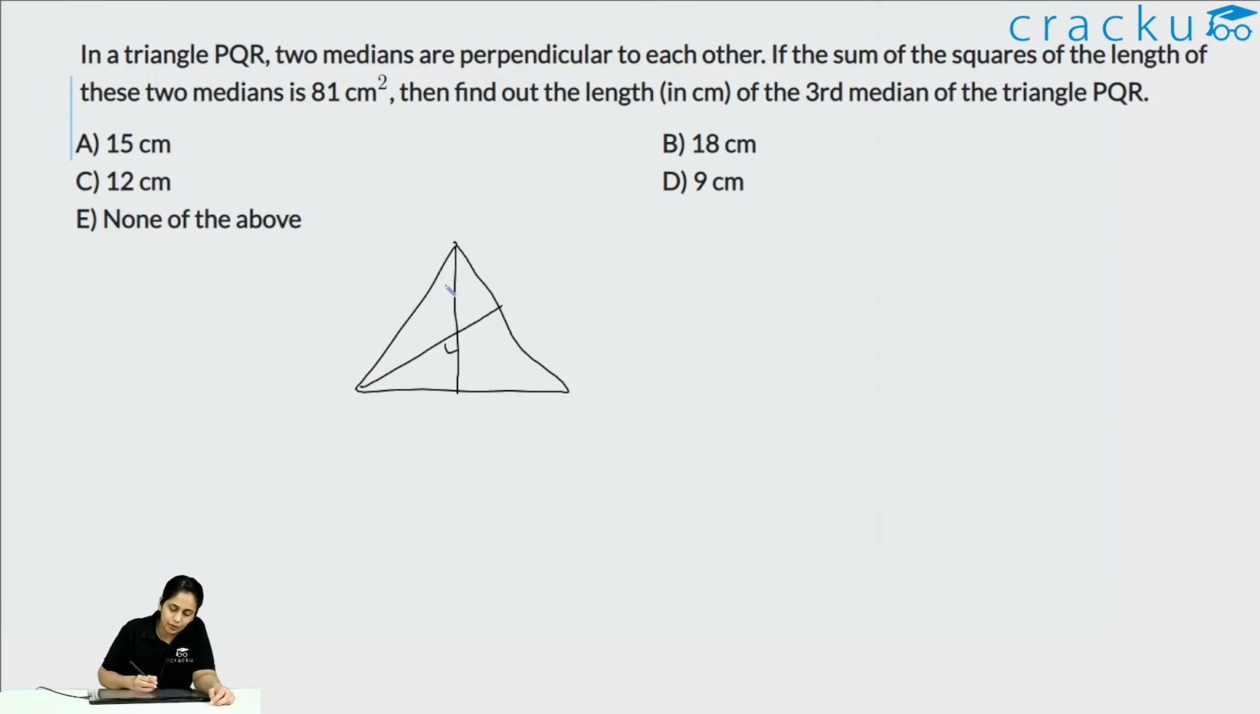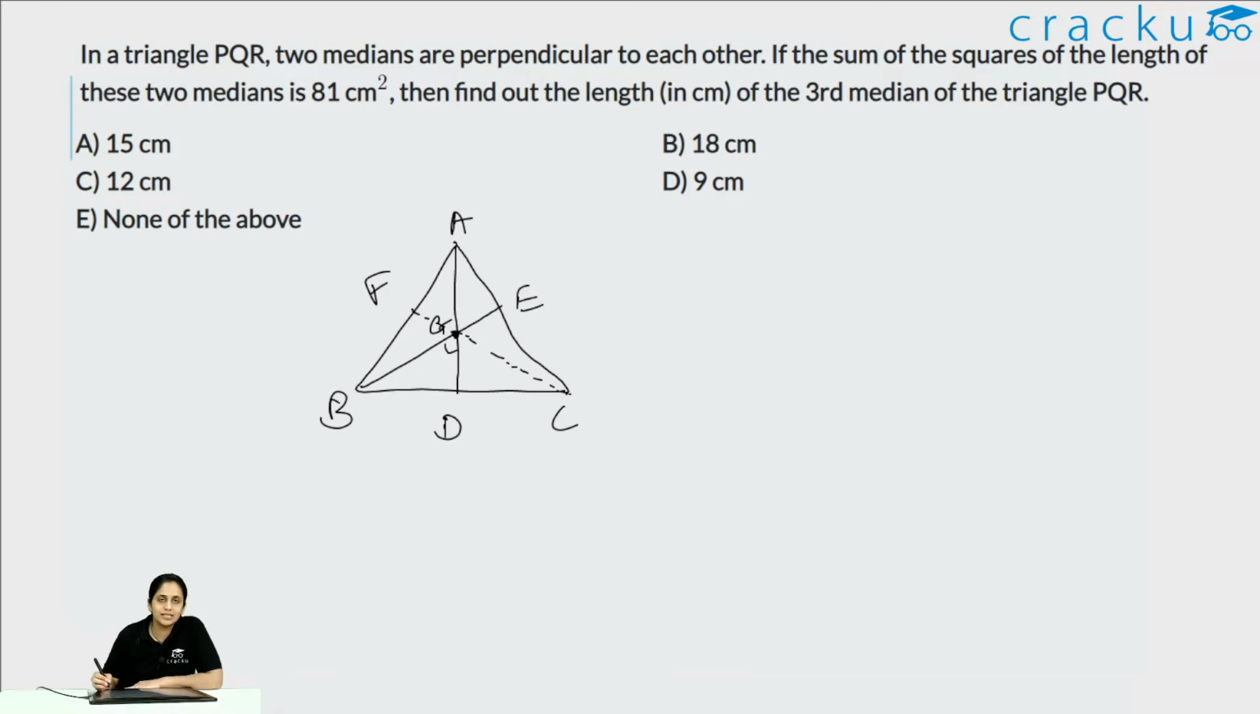Another thing that you remember that I said is that the point of intersection of medians is the centroid. So this is G, say this is A, B, C, this is D, this is E. So we have to find out essentially the length CF. So consider we are given AD square plus BE square as 81 centimeter square.